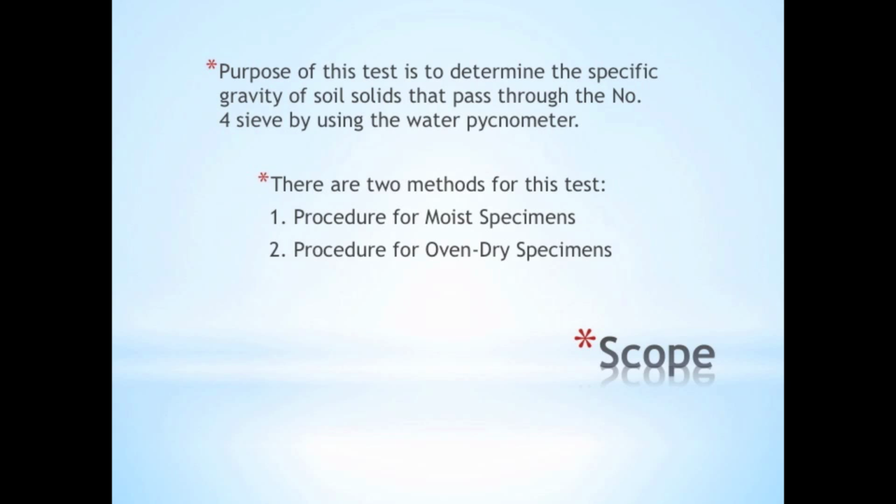There are 2 methods of obtaining the specific gravity of soil solids specified in the ASTM standard. One method specifies moist specimens, while the other specifies oven-dry specimens. We will primarily focus on the oven-dry method, although there is little difference between the two. This test is relative to soil solids that pass the number 4 sieve. For finding the specific gravity of solids that are retained on the number 4 sieve, please refer to ASTM C127.